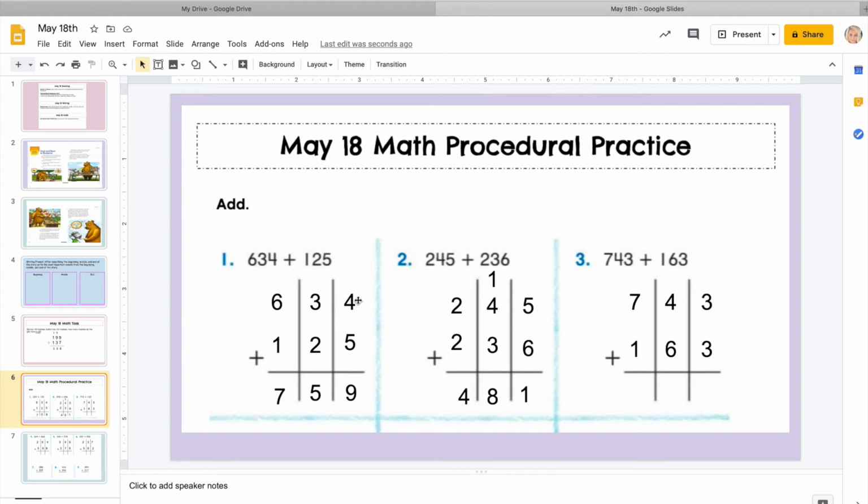Let's go ahead and work this one out together. Starting with step 1, where we are going to start with the ones column, I have 4 plus 5 is 9. That is less than 10, so that's going to stay put. Moving over to step 2, which is working on our tens column, we have 3 plus 2. 3 plus 2 is 5. That is also less than 10, so that's going to stay put. Moving on to step 3, where we're going to move on to our hundreds column, where we have 6 plus 1. 6 plus 1 is 7. We are done, so we know the sum of 634 plus 125 is 759.